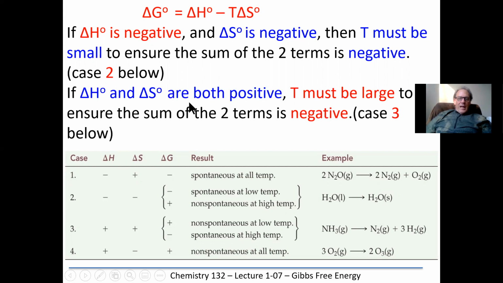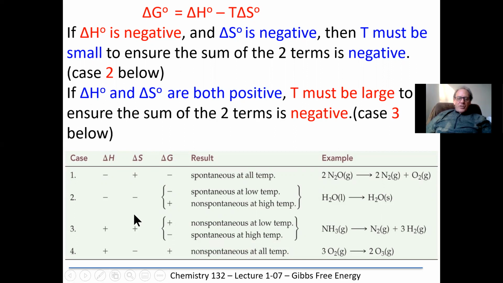If delta H and delta S are both positive, the temperature must be large, because if delta H is positive, we want to have a large T delta S term, because when we add this positive, we want a large negative term to make delta G negative. So if delta H and delta S are both positive, the temperature must be large to ensure the sum of the two terms is negative, case 3 below.